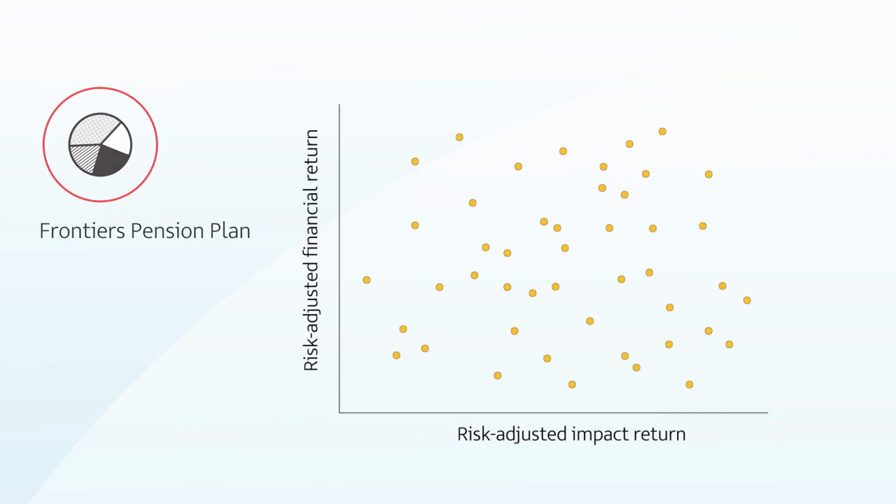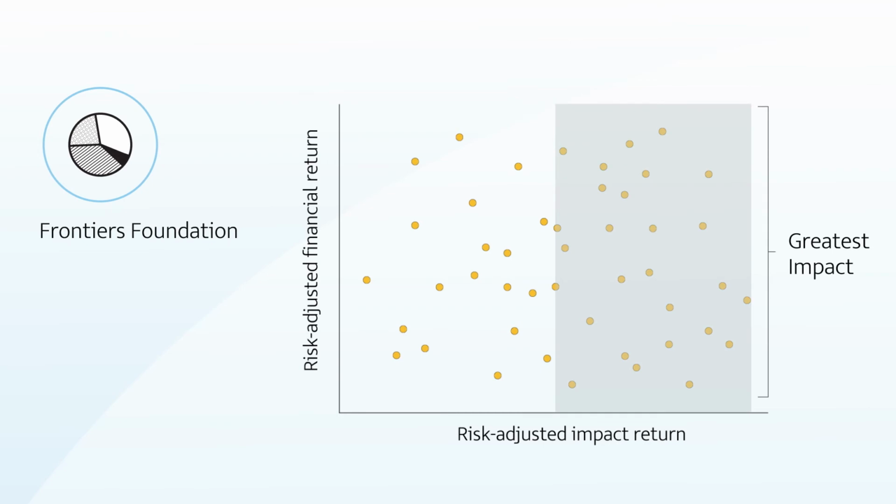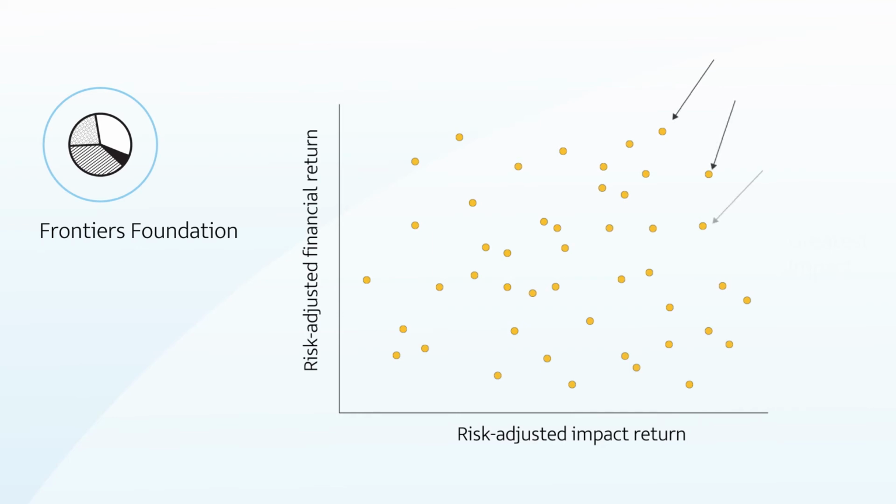And if you are the Frontier's Foundation, which would you choose? Well, you'd probably start with the investments that offer the greatest impact on the right side. And for any given level of financial performance, you'd start with the highest financial investments at the top and work your way down. You might end up choosing the investments circled here. Basically the top impact ones, but with the bias towards financial performance when all else is equal from an impact perspective.